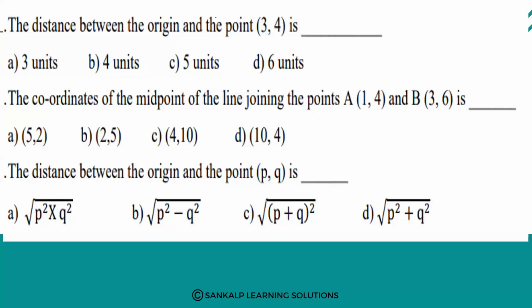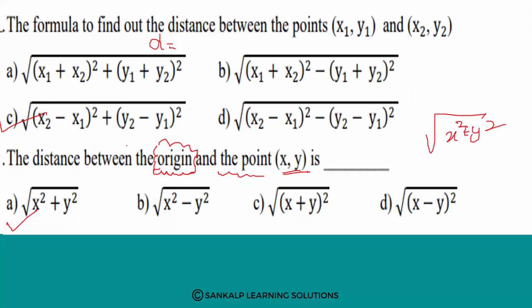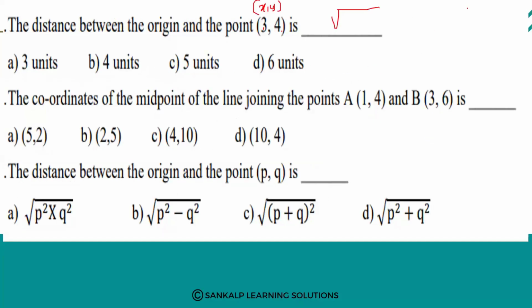Yes, sorry. The distance between the origin and the point (3, 4). (3, 4) is the coordinates of (x, y). X value is 3 and y value is 4. Just now we discussed the distance between the origin and the point (x, y) is square root of x square plus y square, right? What is the value of x?